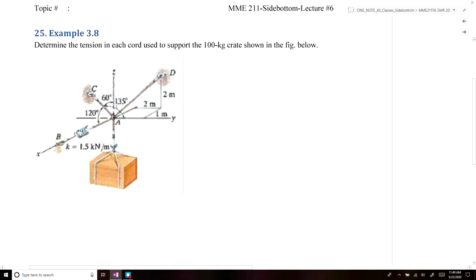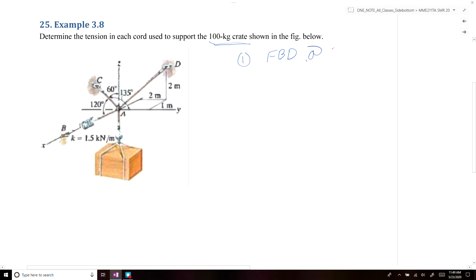All right. So in this example problem, we have a crate that has a mass of 100 kilograms, and we're asked to determine the tension in each of the cords in order to hold this weight in place. So the first thing we're going to do is draw a free body diagram at the location where all of our forces intersect. In this case, that's point A.